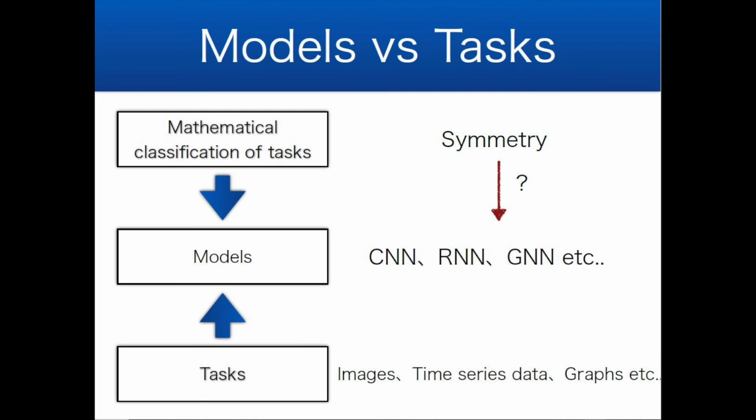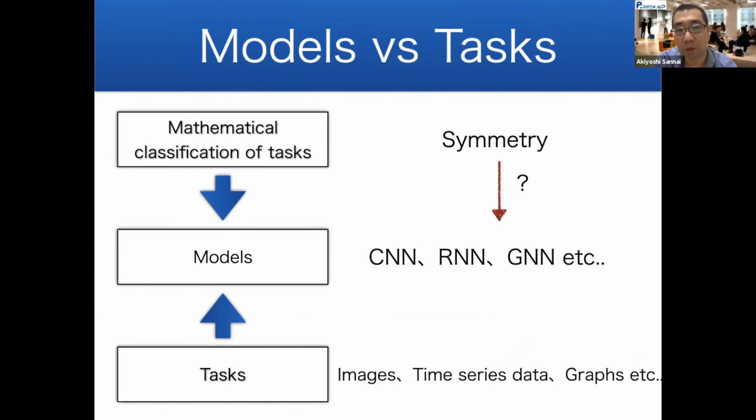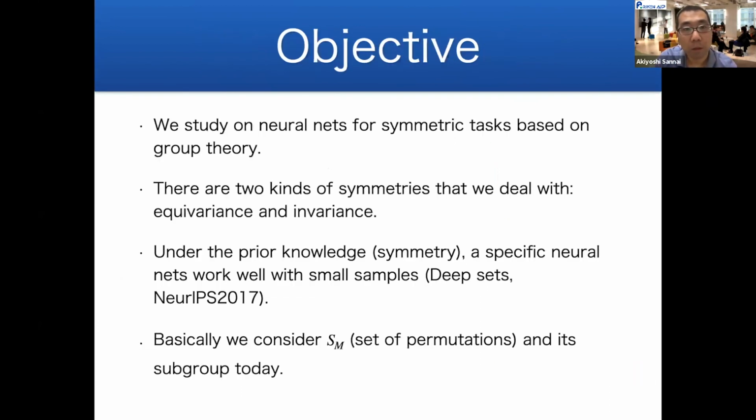So this is the picture for today. We start with a mathematical classification of tasks, or rather, mathematical properties. Today it is symmetry. The objective is to study neural nets for symmetric tasks. I will give you examples later based on group theory. There are two kinds of symmetries we deal with: one is equivariance and another is invariance. Under prior knowledge of symmetry, specific neural networks work with small samples. This is done in the Deep Sets paper. Basically, we consider the group of permutations and its subgroups today.